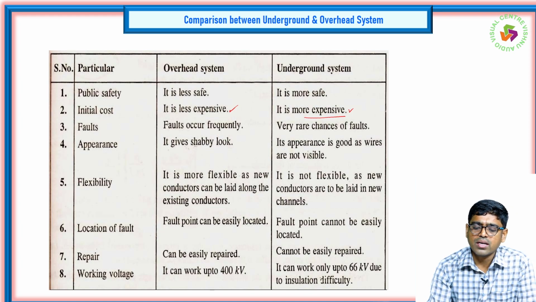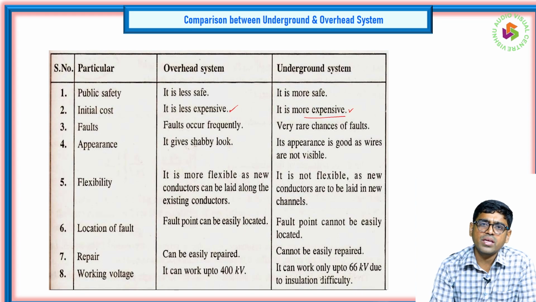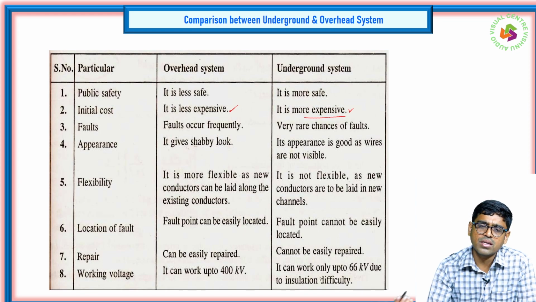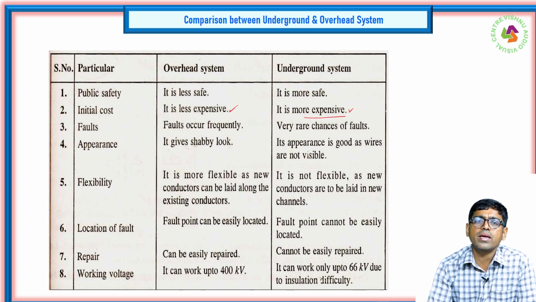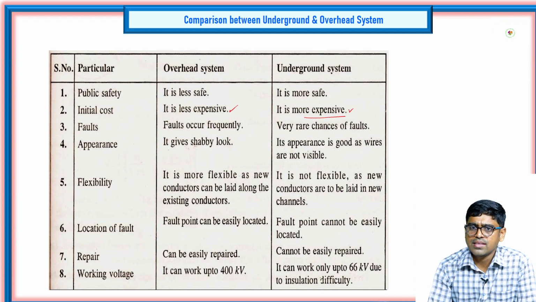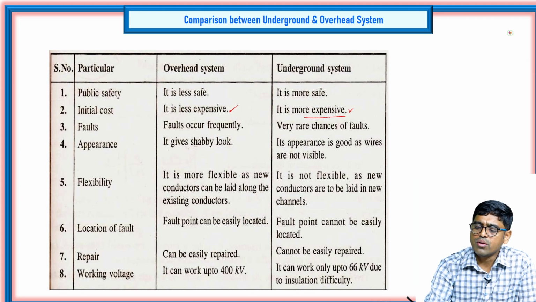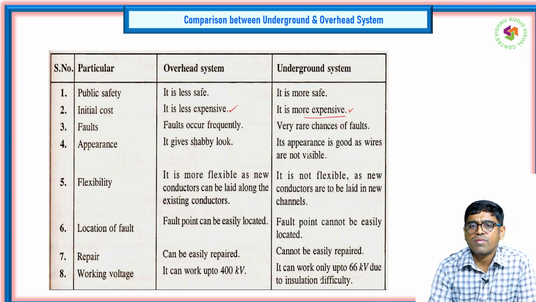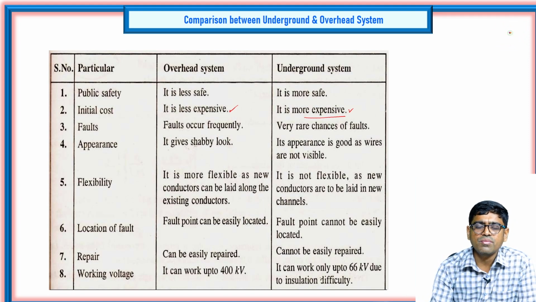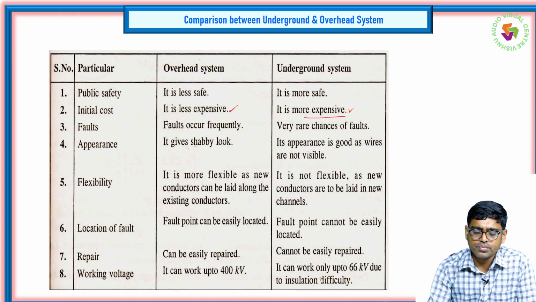Faults occur frequently in the overhead transmission line, because if rain or wind comes, a tree may fall or any one particular line may break. That is a natural phenomenon we can observe mostly in the overhead system. The underground cable has a very rare chance of fault occurrence. Appearance wise, the overhead system is what we see, but the underground cable looks very good.